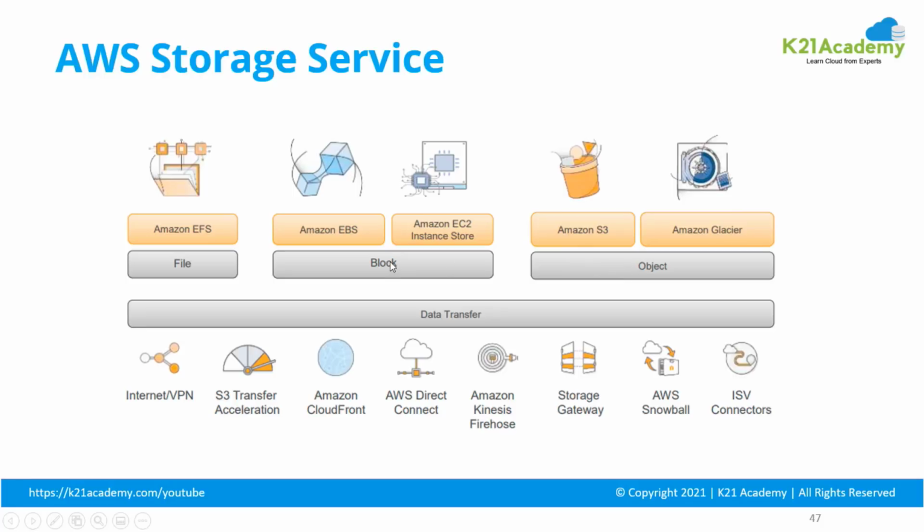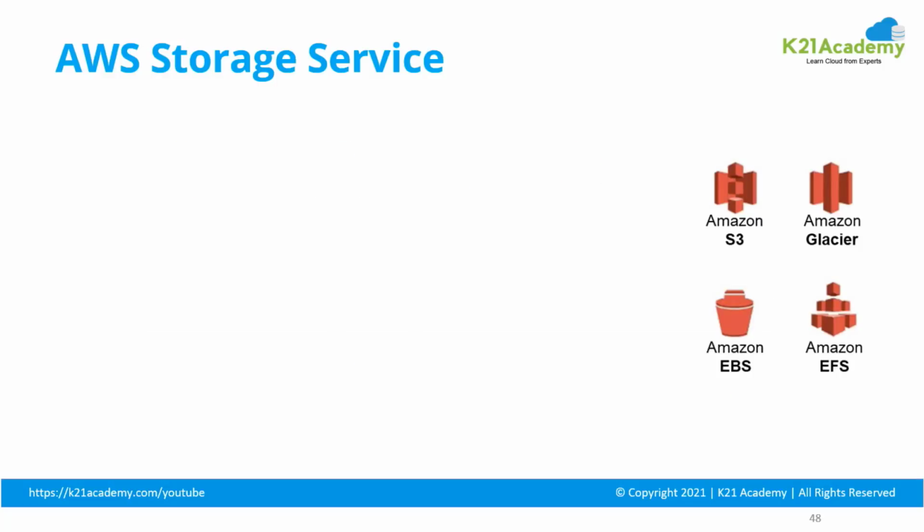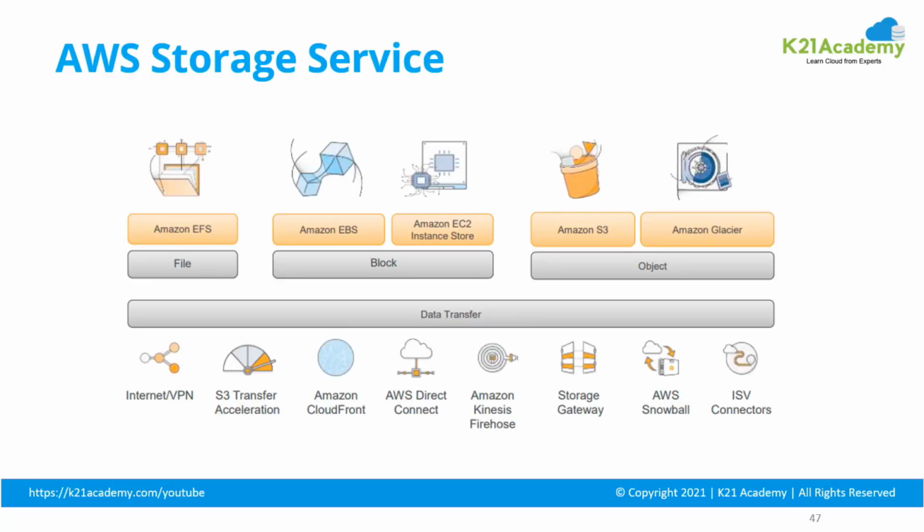For block storage, you have EBS, Elastic Block Store, which you need when you install an operating system. Or you can also have an EC2 instance store, which is a temporary location. We'll cover that when we go a little deeper into storage services, depending on which program you're attending. In the Amazon Solutions Architect program, we are going to go deep into the EC2 instance store and so on.